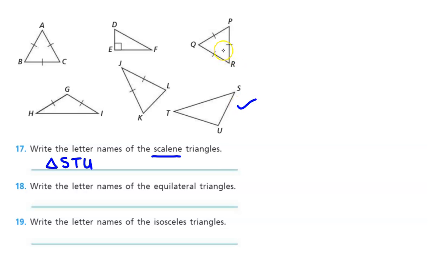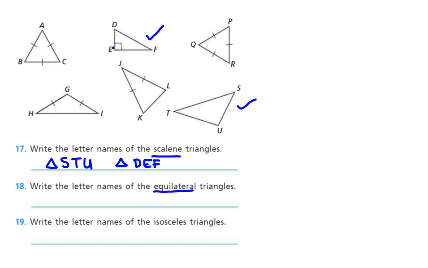This one has little lines, this one has little lines, this one has little lines, and this one has little lines. So this last one right here is probably our other triangle that is a scalene, and we'll label that one DEF, D, E, and F, okay? So now it wants us to find equilateral triangles. I'll put a check mark next to that one.